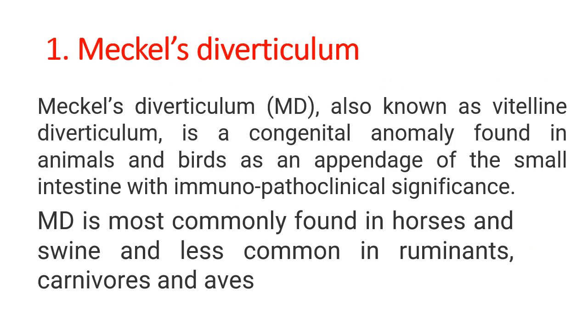Now let's discuss the defines. The first define is Meckel's diverticulum. So what is Meckel's diverticulum? It is also known as vitelline diverticulum. It is a congenital anomaly found in animals and birds. It is an appendage of the small intestine with immunopathological significance. Meckel diverticulum is most commonly found in horses and swine and less common in ruminants and carnivores. So, a very simple definition.